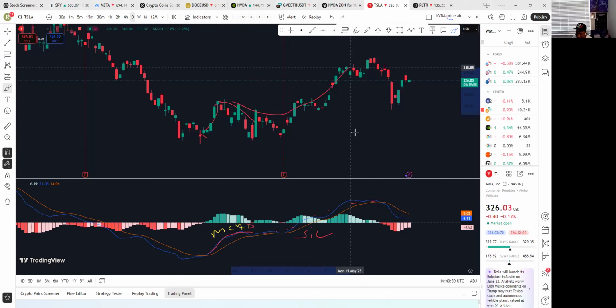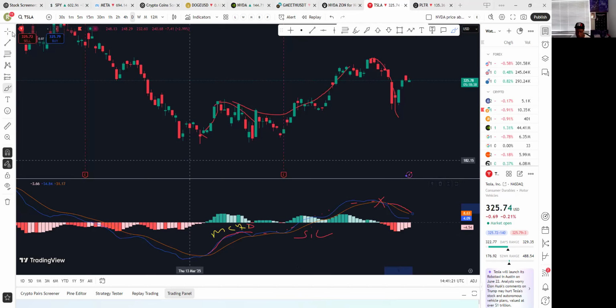So if you're going to sell, as soon as you see the signal line cross above the MACD line, because there's a switch, the stock is going to go bearish. See? It's going bearish because the signal line crossed.